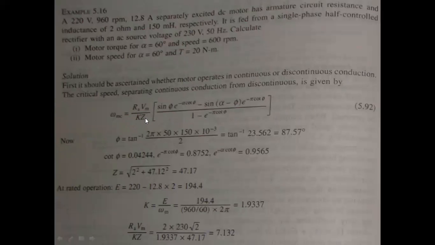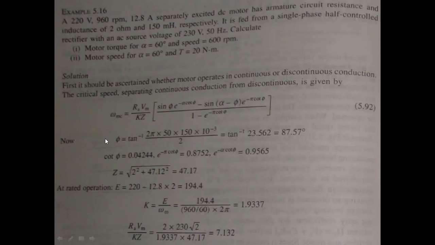Okay, so Ra Vm by Kz, sin phi e power minus alpha cot phi minus sin alpha minus phi e power minus pi cot phi by 1 minus e power minus pi cot phi. First we have to find out phi. Phi is tan inverse of this one. So from this we are getting phi as 87.57 degrees.